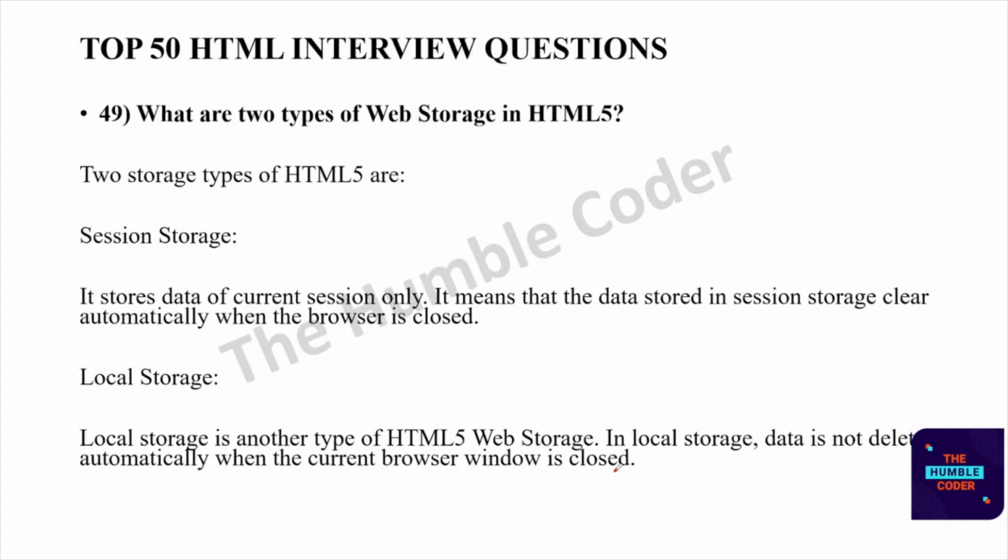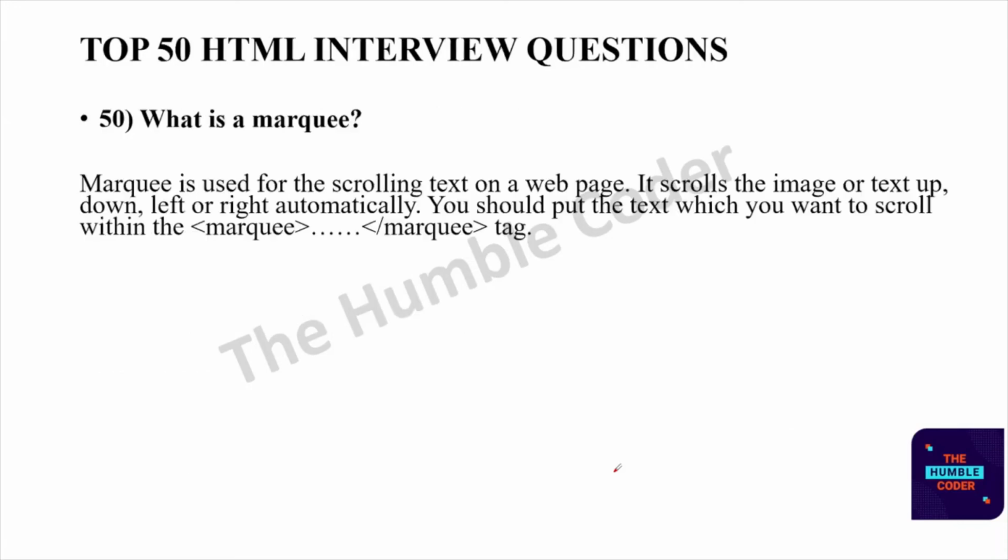What are two different types of web storage in HTML5? Two storage types of HTML5 are session storage and local storage. Let's see them one by one. Session storage stores data of the current session only. It means that the data stored in session storage is cleared automatically when the browser is closed, whereas local storage is another type of HTML5 web storage. In local storage, data is not deleted automatically when the current browser window is closed. Moving on to the next question now.